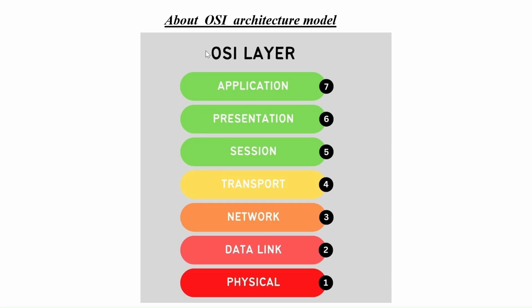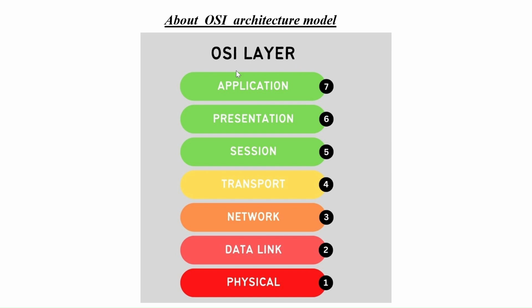The architecture of the OSI reference model. Here I have said that it has 7 layers: application layer, presentation layer, session layer, transport layer, network layer, data link layer, physical layer. If you want to know more about these, first of all, you have to know what the OSI model is.